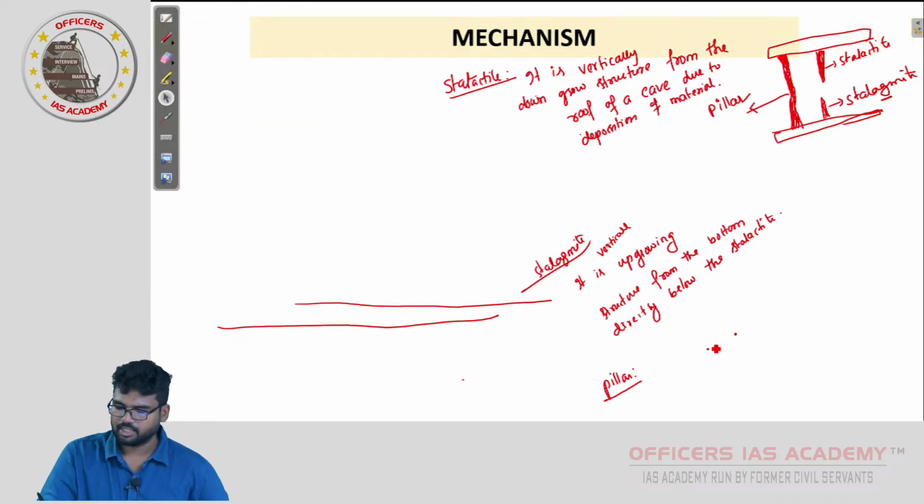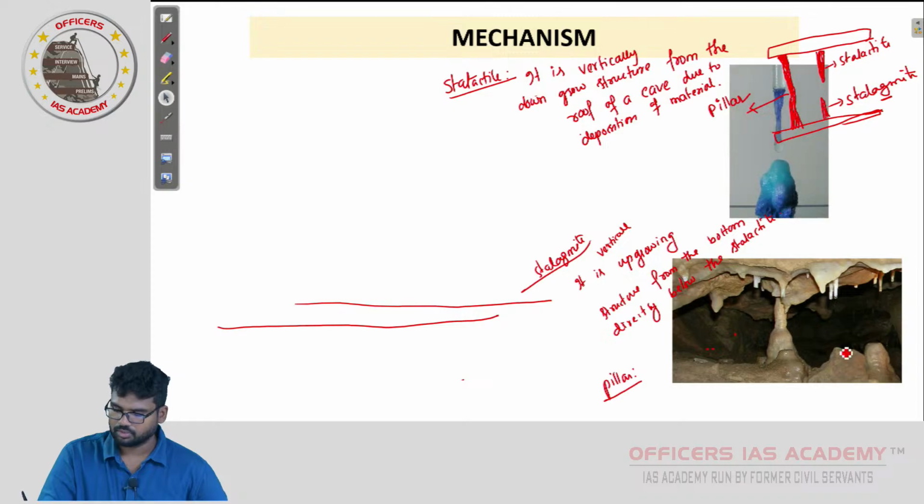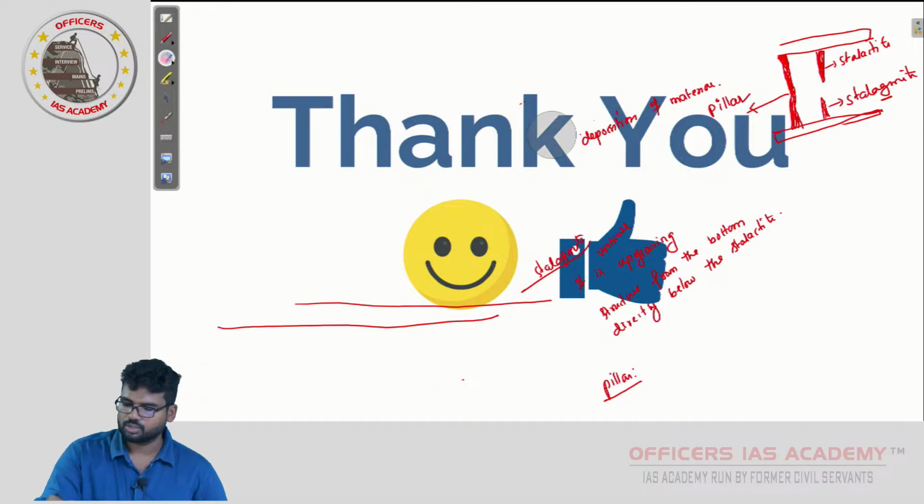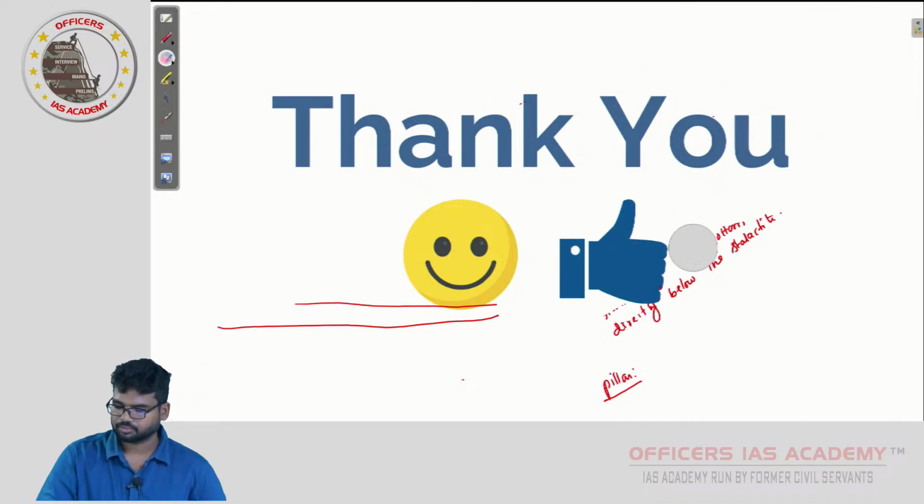Now, I have already explained the mechanism of it, so that's how they are created. You can see the outgrowing structures of them clearly. Okay, now you can take one question for answer writing.